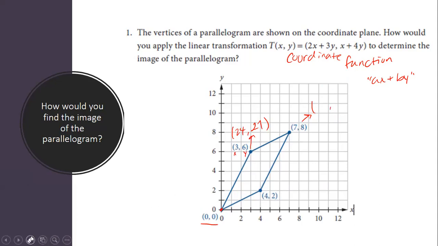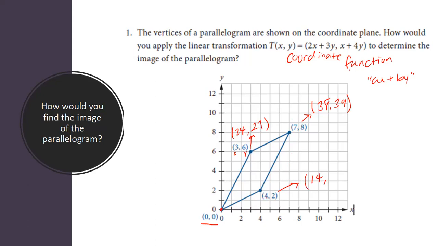Wait, that's 38. Oh, okay. All right, now we're gonna plug in 7 for X. 4 times 8 is 32 plus 7 is 39. That's where it becomes. And then next one. 4 times 2 is 8. 3 times 2 is 6. What's 8 and 6?